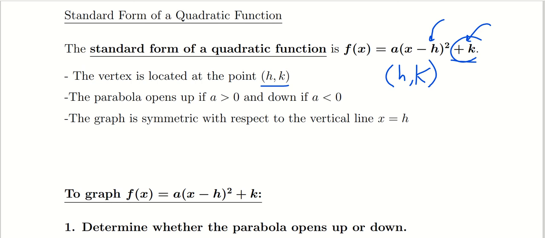The leading coefficient, if you were to expand this out, is the number out in front multiplying the parenthesis. And as before, if a is greater than 0, it opens up, and it's going to open down if a is less than 0. We also have the line of symmetry. It's going to be the vertical line x equals h, where h is the x coordinate of the vertex.